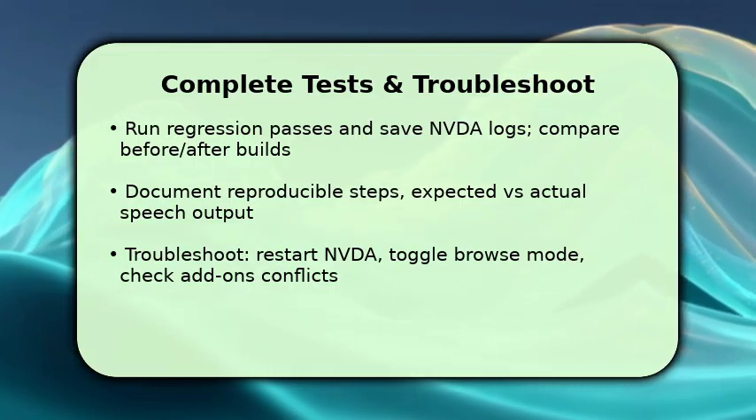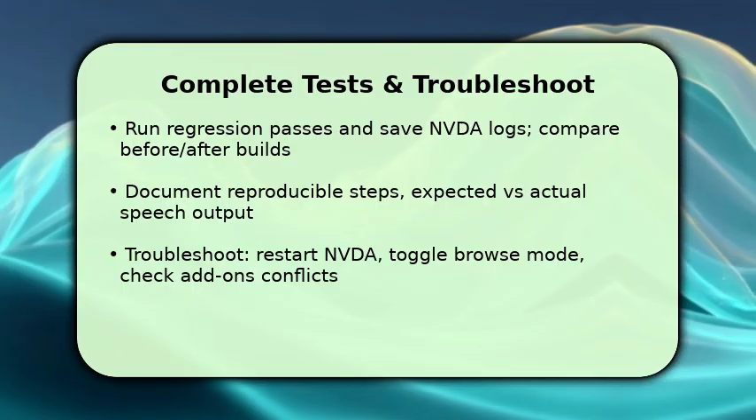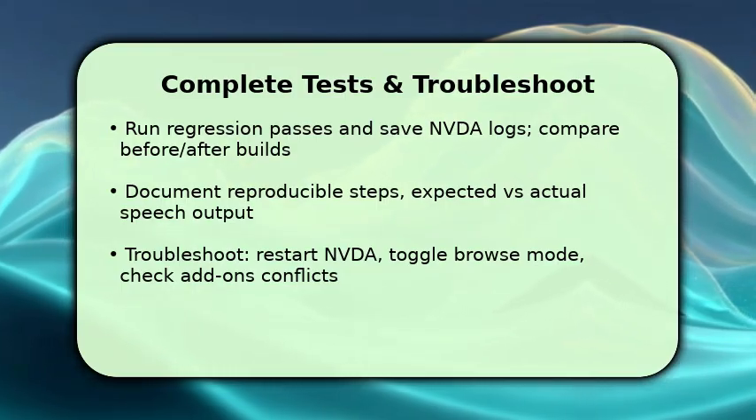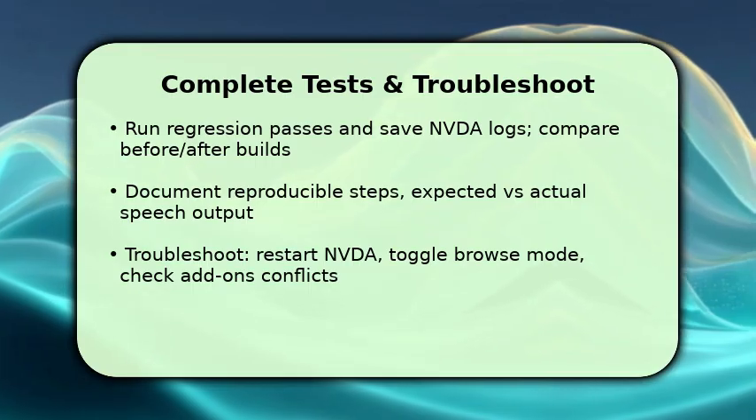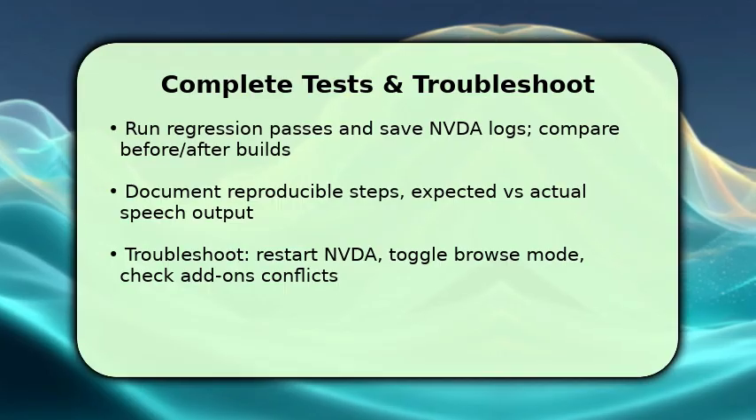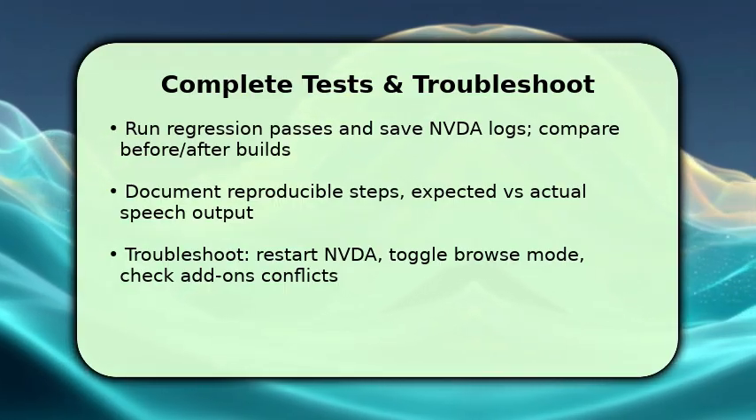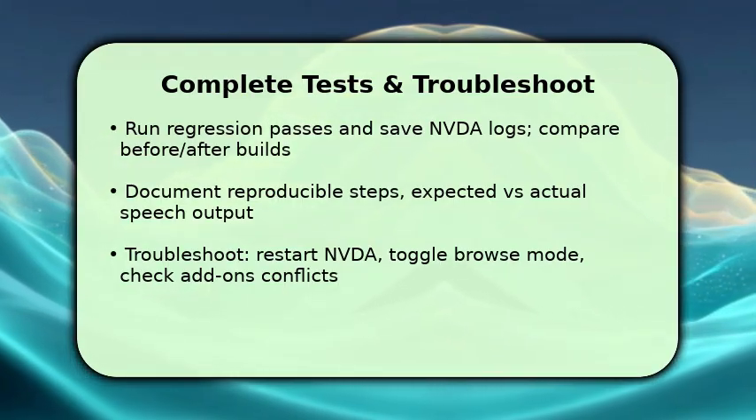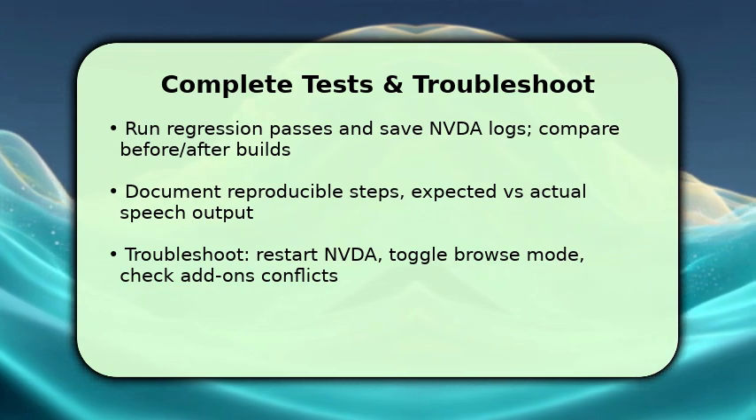If speech is missing or wrong, restart NVDA first, then toggle browse mode and retest. Make sure add-ons aren't interfering and check the UI tree with developer tools. If problems persist, include NVDA log excerpts and exact keystrokes in your bug report to speed resolution.